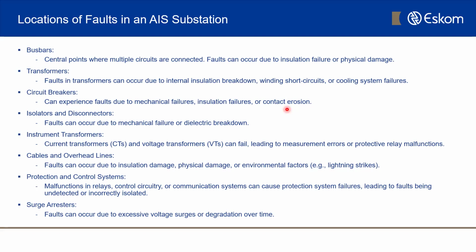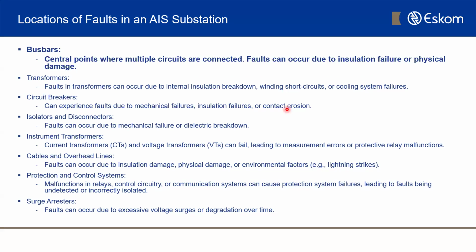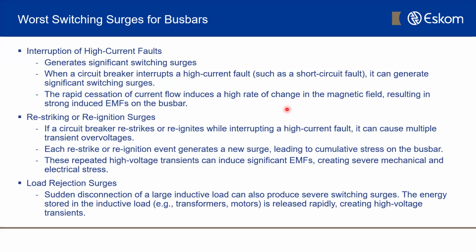So that's why, if you go to the next slide, I highlighted the bus bar, and the bus bar is what we're going to be discussing, where the faults or the surges affect the bus bar. Okay, so what are the worst case scenarios for this bus bars? And as I mentioned, the circuit breaker is heavily involved in this, and to a certain extent, the transformer as well. And if you go to the next slide, you'll see that we have three types of surge issues.